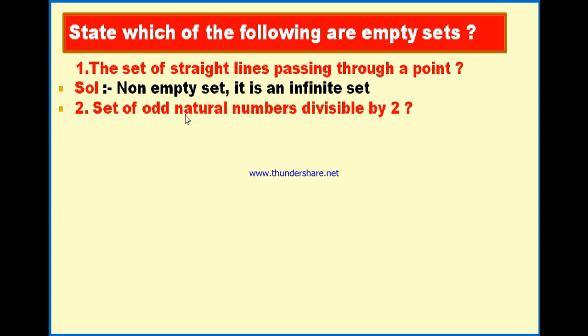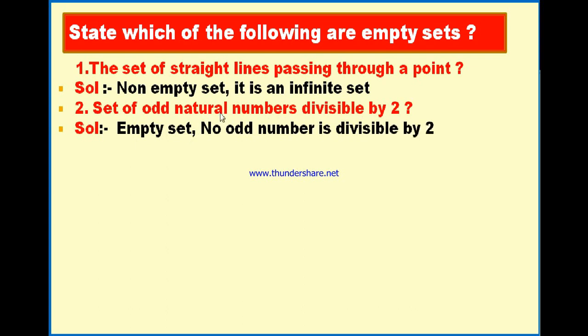The next odd natural numbers are 3, 5, 7 and so on. All these are odd natural numbers. If a number is not divisible by 2, then only it is an odd natural number. There is no odd natural number that is divisible by 2. Therefore, it is an empty set. There is no element that belongs to this set. No odd number is divisible by 2.